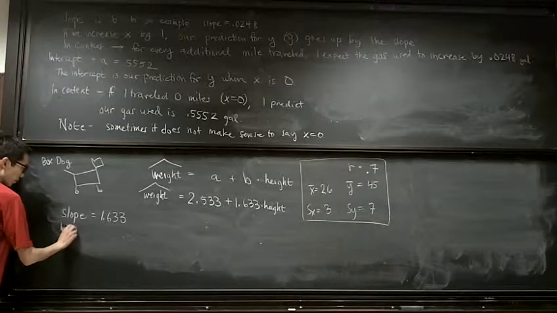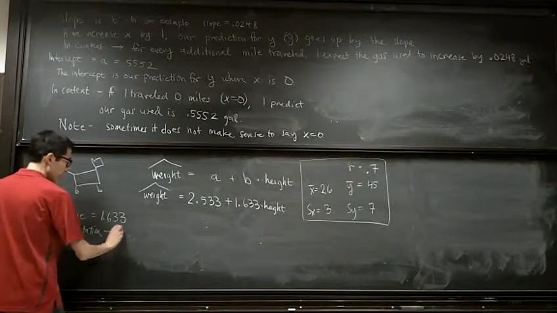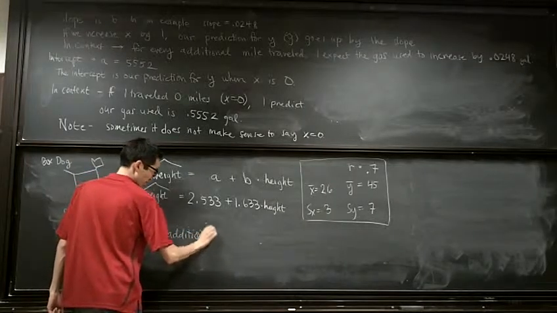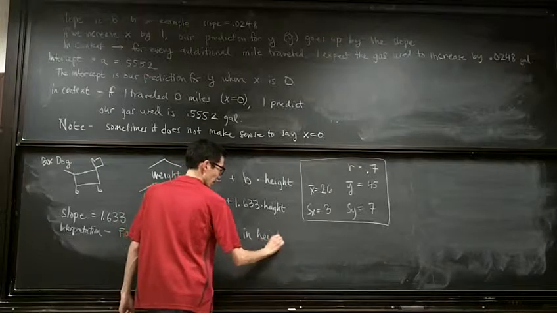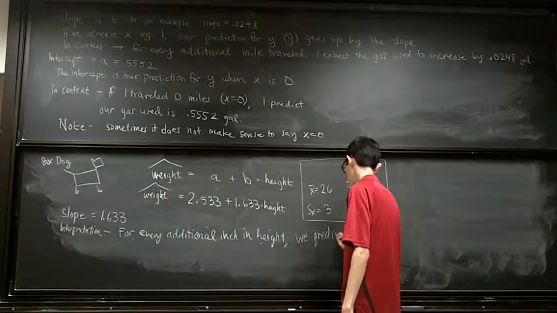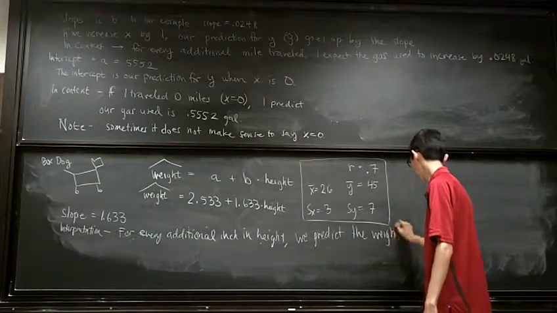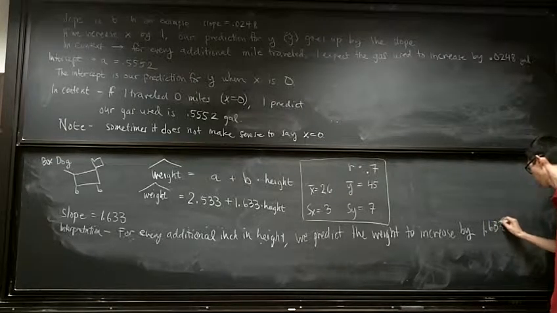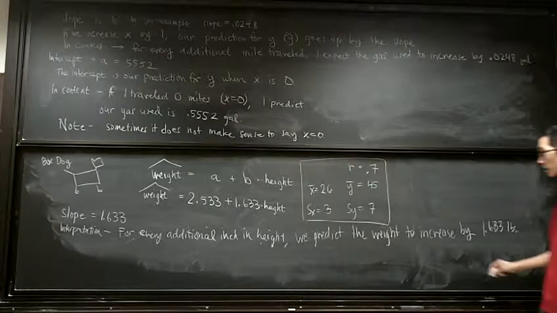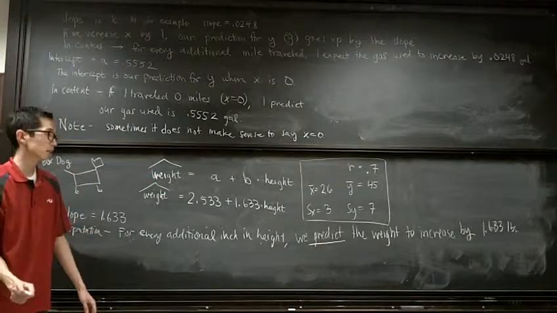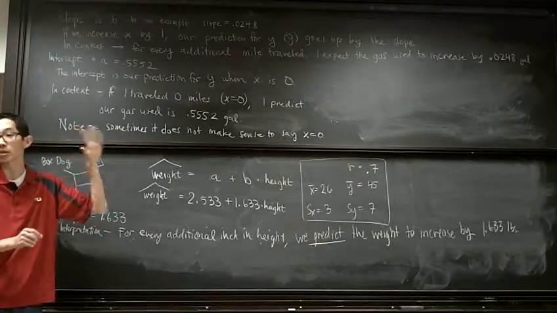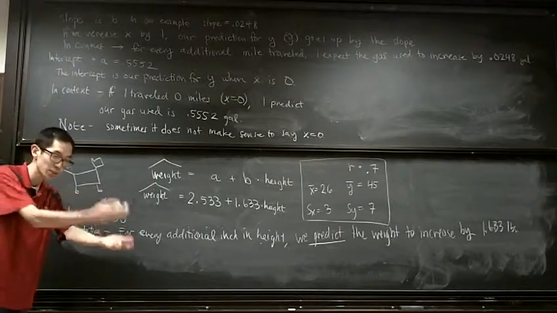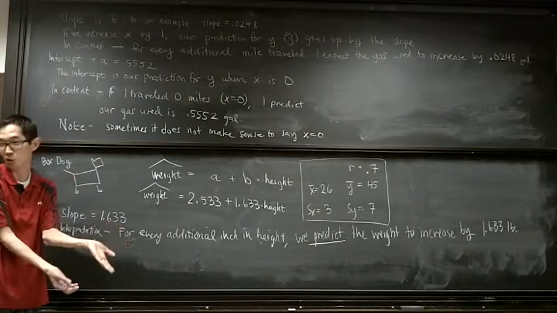So the interpretation here is for every additional inch in height, we predict the weight to increase by 1.633 pounds, or whatever unit we're using, okay? It's important that we include we predict, okay? Because it's not that the weight actually goes up, it's just our model, which is a representation of our predictions. The model says it should go up, right? But maybe I'll find a tall box dog and a short box dog, and it's possible that the tall box dog weighs less than the short one, okay? That's possible.